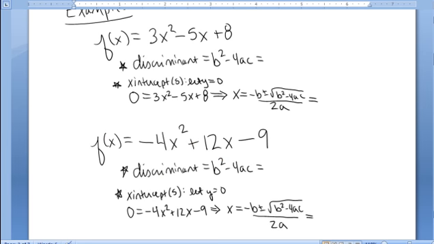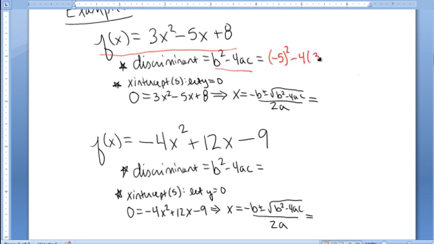All right. Suppose we have the function f of x equals 3x squared minus 5x plus 8. This is a quadratic function, a second-degree polynomial. To find the discriminant, we need to find the value b squared minus 4ac. So that would be negative 5 squared minus 4 times 3 times 8, which is the number negative 71. So that tells us when we use the quadratic formula, we're going to have negative 71 underneath the square root.